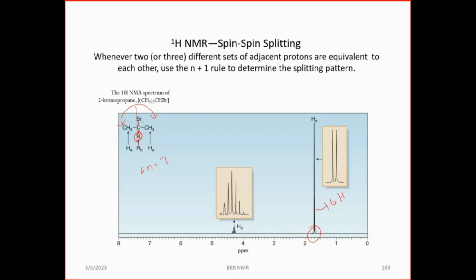So 1, 2, 3, 4, 5, 6, 7. I'll have a septet because I have 6 neighbors. You have to add all of them; you should not count only one side. So 6 neighbors, 6 plus 1, 7. So I'll be a septet. A septet has very low intensity. Why low intensity? Because it is only one hydrogen. Is this point clear, guys, for all of you? Yes, ma'am.